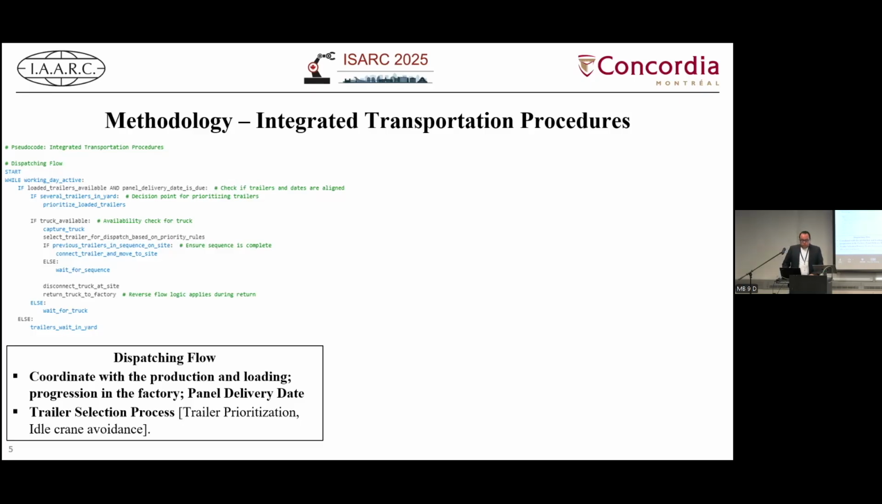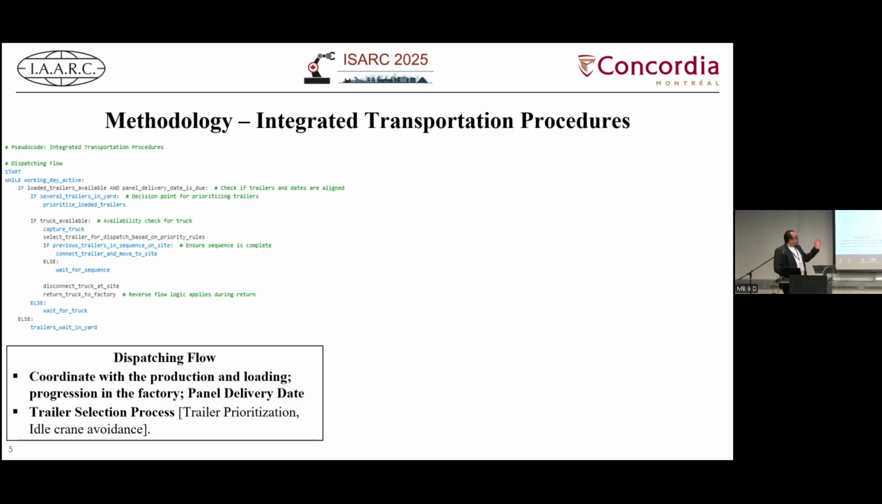First, we keep monitoring the progression of the production line. Once the panel is produced and loaded, it should be scheduled for dispatching. However, we should consider two things. We should consider the availability of the cranes on the site, so when the panel is delivered to the site, it can be immediately unloaded. That's why we propose selection procedures to check the readiness of the site to receive the panels, and also to check which panel should be delivered according to the assembly sequence.